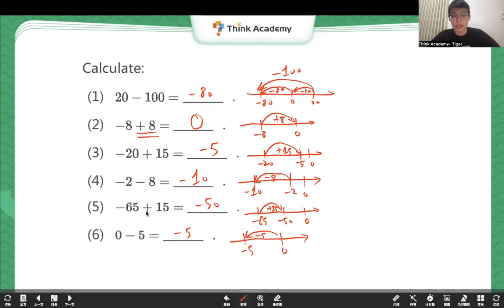Because we know that moving to the right, if I'm adding 15, Ashley, it's moving to the right, which means that it's moving closer to 0, right? So it's less negative.